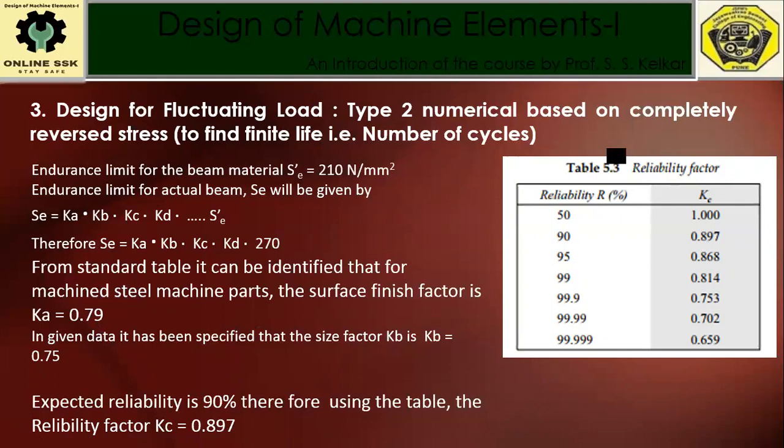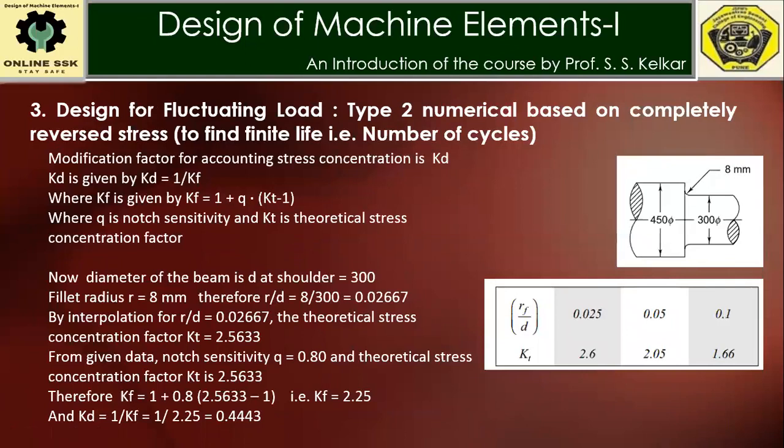Also Kb, in this case also, they have specified directly as 0.75. Expected reliability they have specified as 90%. From the standard table we can read the value of Kc, the modification factor for reliability, as equal to 0.897. Now here the modification factor for accounting for stress concentration is Kd. It is given by 1 upon Kf, where Kf is given as 1 plus q into bracket Kt minus 1. q is the notch sensitivity. Always it will be specified. In this particular example, q is 0.8.